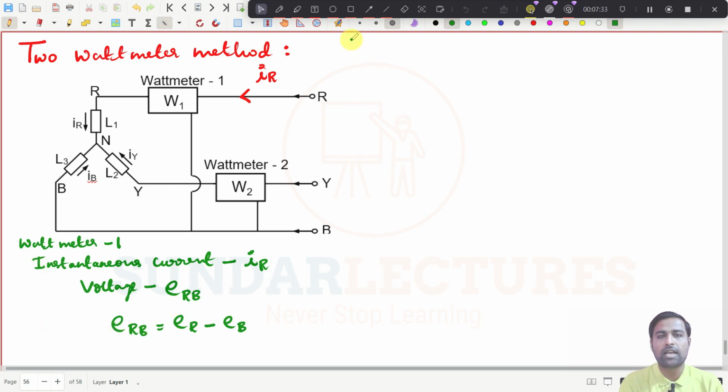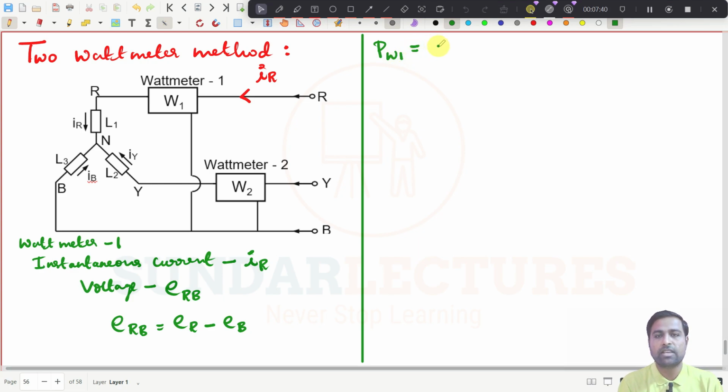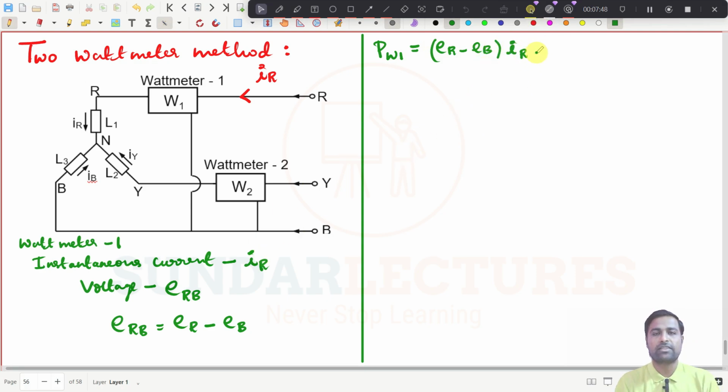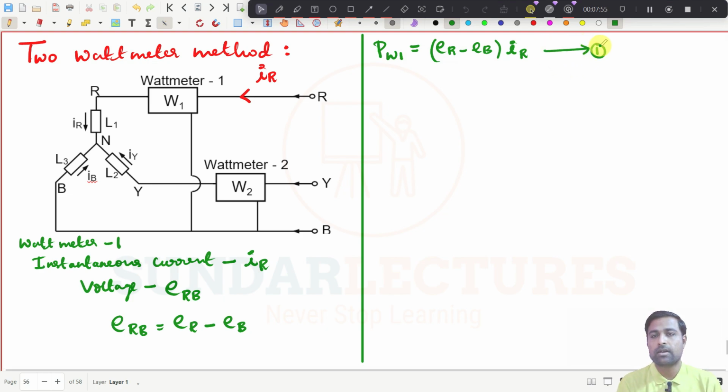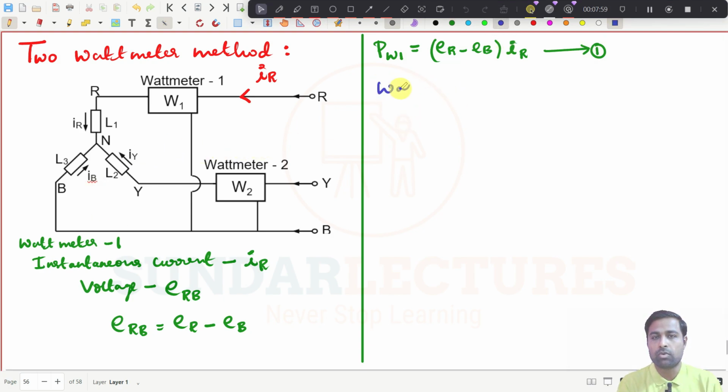Maybe I can write now. PW1, wattmeter reading 1, will be equal to ER minus EB, that is the voltage, and what is the current here? It is IR. That's all. Make this as equation number 1, right? Now you go for the second wattmeter.